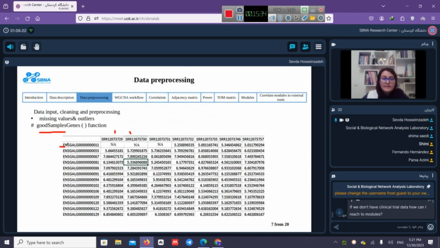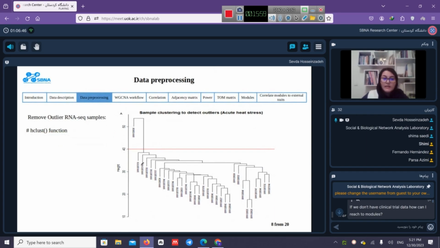And on the other hand, about the outliers, sometimes we have a special sample, for example this sample. All of the genes in this sample have higher gene counts than the other samples. Therefore, we call this an outlier, and it's better to remove it. For identifying the outliers, we're going to use the hclust function in R. And let me show you in our environment how you can find the outliers and missing data.